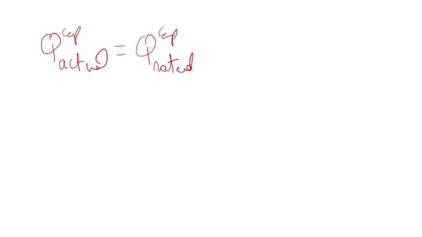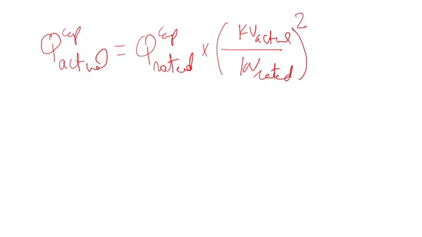So if the system voltage where the capacitor bank will be installed is different from the voltage rating of the capacitor bank, then the actual rating of this capacitor bank is equal to the rated or nominal rating times the voltage kV actual divided by kV rated, quantity squared. And I'll give an example that will make it clear.